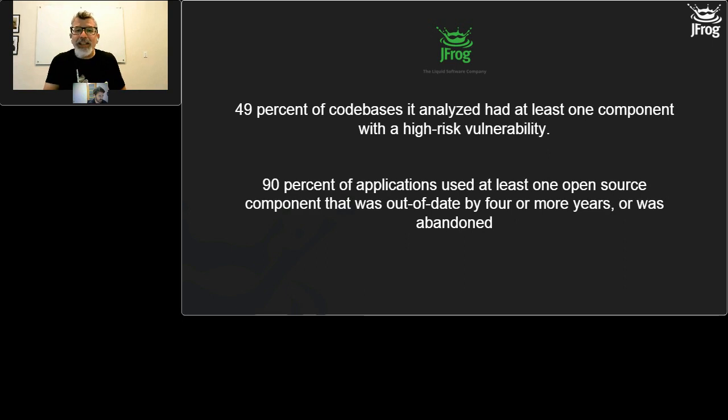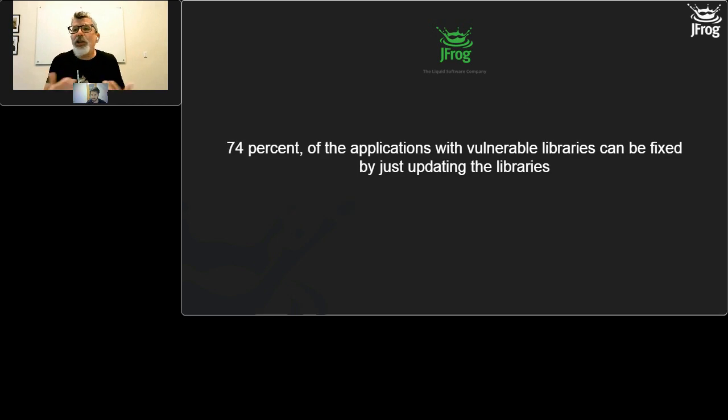And the best part is that 90% of applications have at least one component that is out of date by four or more years or has been completely abandoned. Eventually, with things like remediation, you can fix that, as I'll state in the next slide. But the big thing is, how do you know? How do you know what you have in your software? How do you know what your potential threat levels are? How do those components attribute to the software you're developing, and how do you go ahead and reduce the risks?